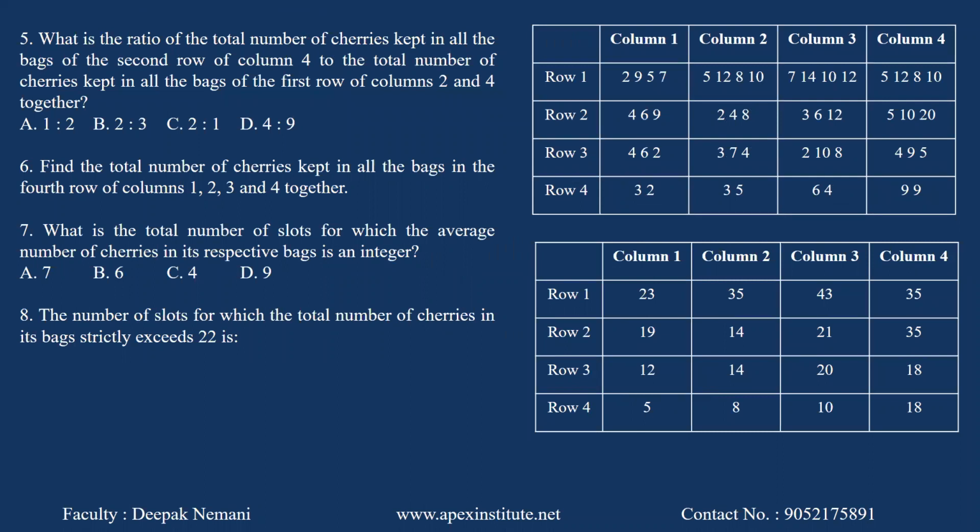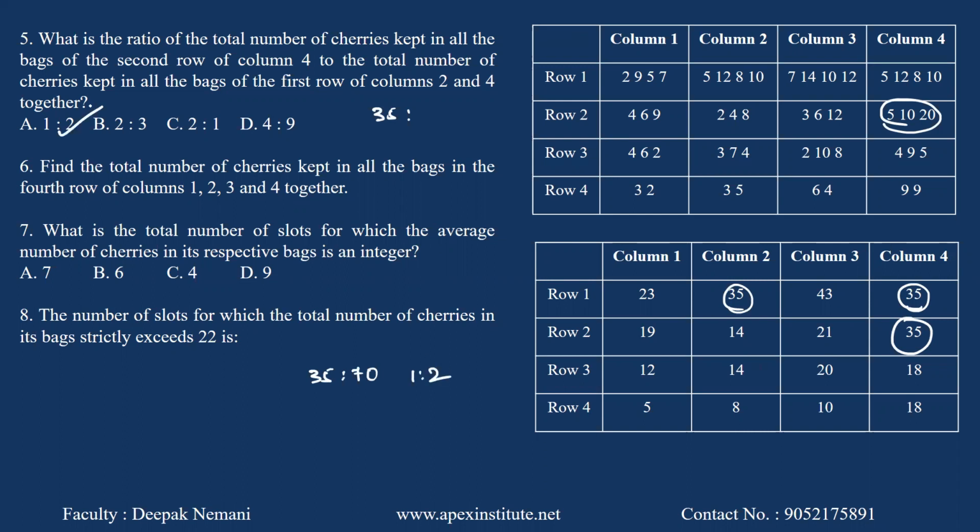Now, what is the ratio of the total number of cherries kept in all the bags of the second row of column 4 to the total number of cherries kept in all the bags of the first row of columns 2 and 4? Second row of column 4: 10, 5 plus 10, 15, 15 plus 20, 35. Sorry, my bad. 35 is to the total in the first row of columns 2 and 4: 35 plus 35. So 35 is to 70. So 1 is to 2 should be the answer.